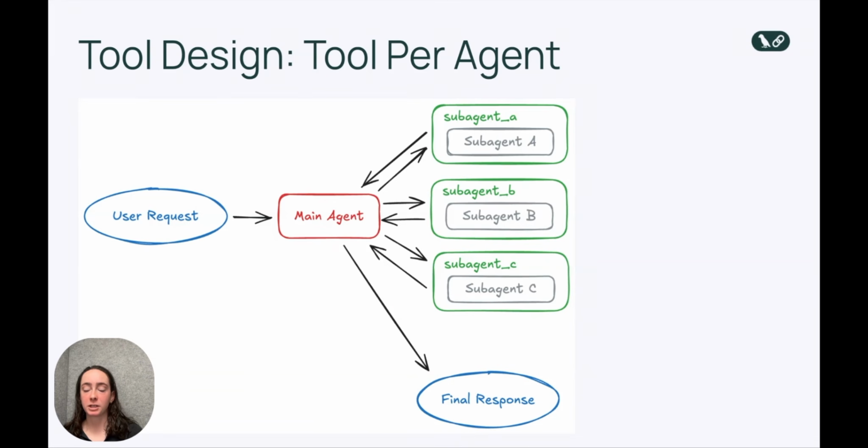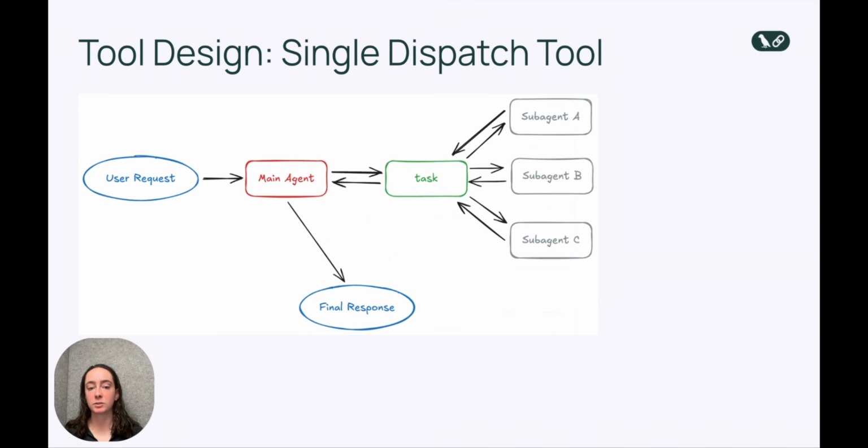One downside of this architecture, though, is that there is more to configure. It's a little bit more complex. The second tool design choice that you could make is to use a single dispatch tool. So in this case, we just have one task tool shown in green, and that task tool can dispatch to any of the available subagents, again shown in gray. This is actually the pattern that Claude Code uses, as well as deep agents.